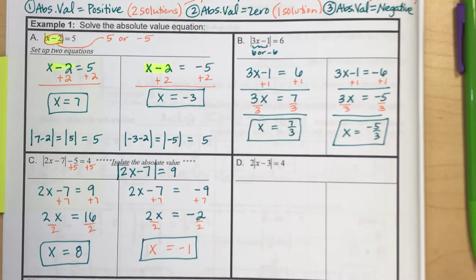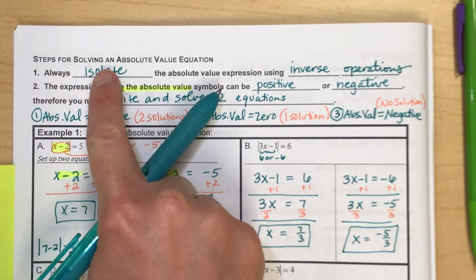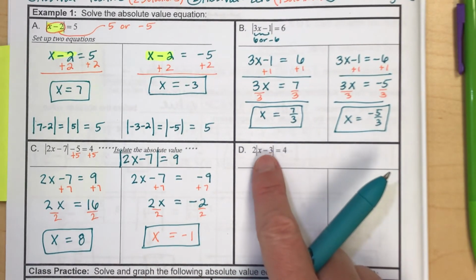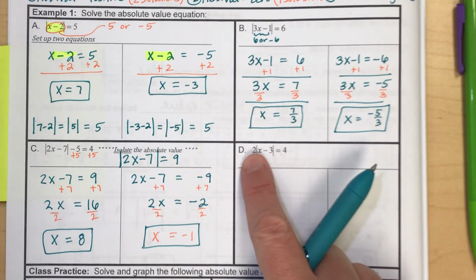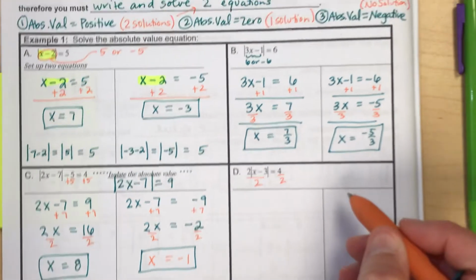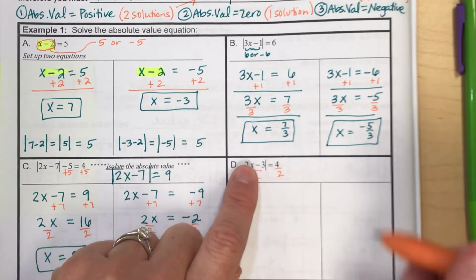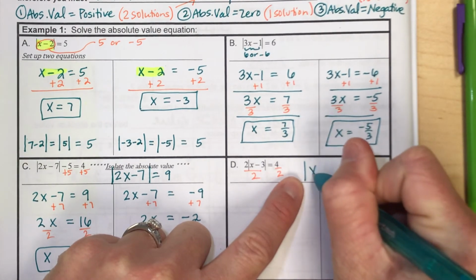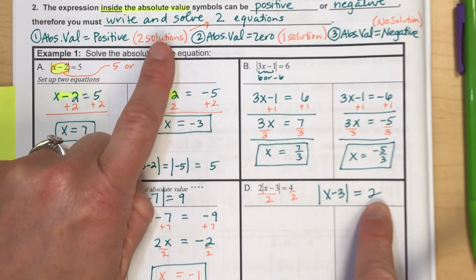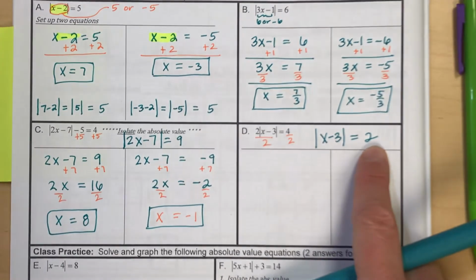Now for letter D, again, my rule that I said first, my tip was, number one, always isolate your absolute value bars. And right now, my absolute value is not isolated because of that coefficient of the 2 in the front. So what I need to do is get rid of that before I decide how many equations I'm going to solve for. So if I divide both sides by 2, I will have the absolute value of x minus 3 set equal to 2. 2 is a positive number, so I am going to set up two equations to solve. So here's what those are going to be.